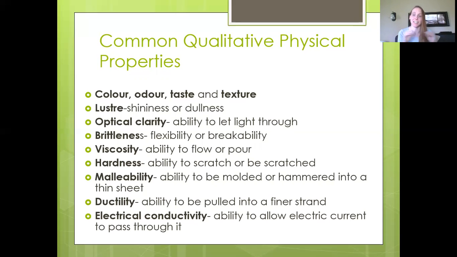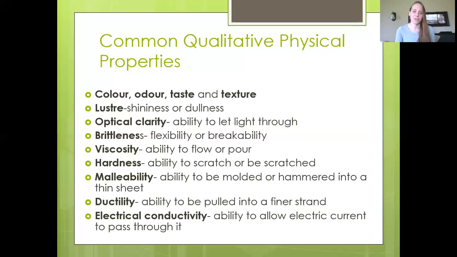So think like tin foil or aluminum foil, that really, really thin sheet of metal. Or if you've ever seen at fancy restaurants or on MasterChef and stuff, when they take a little piece of gold foil or gold leaf and put it on something to eat, that really thin sheet of gold tells us that gold is really malleable. Ductility is the ability to be pulled into a fine strand or a wire. So think of a copper wire. That is how electricity gets passed to your lights and stuff.